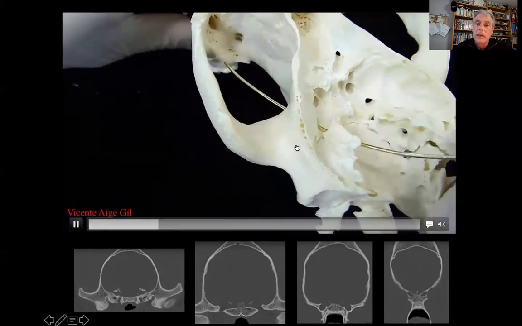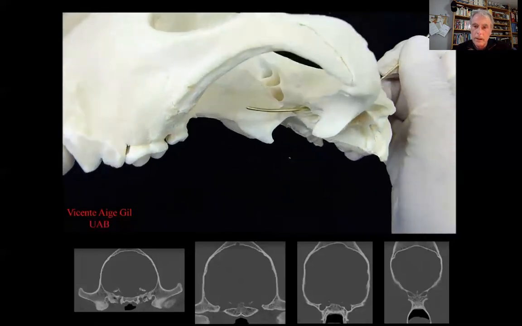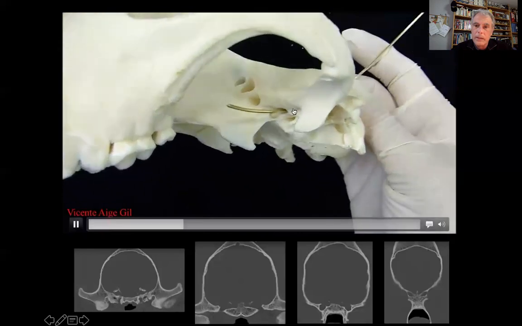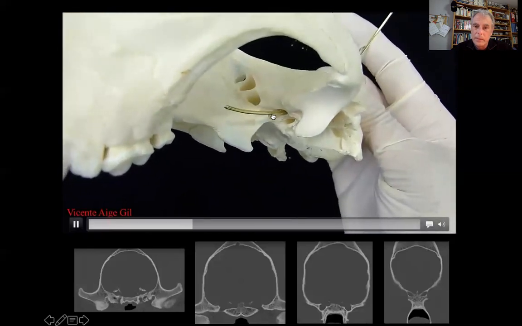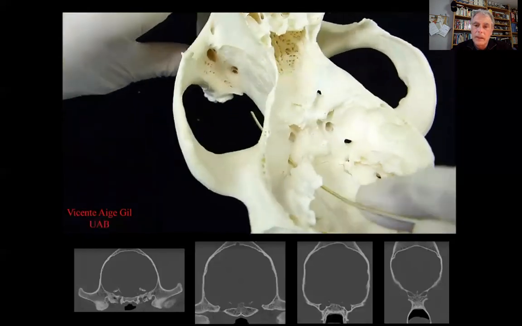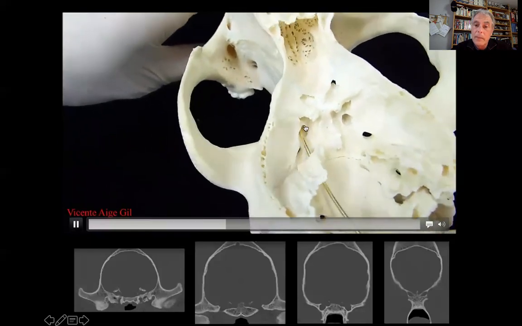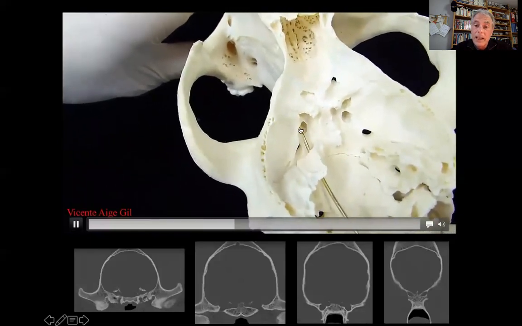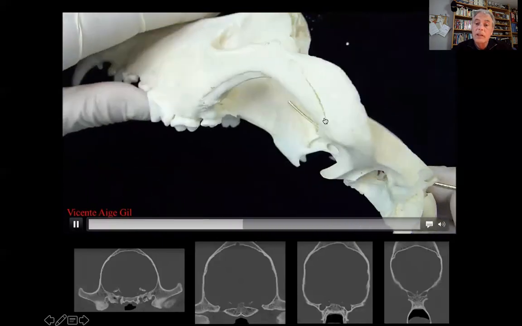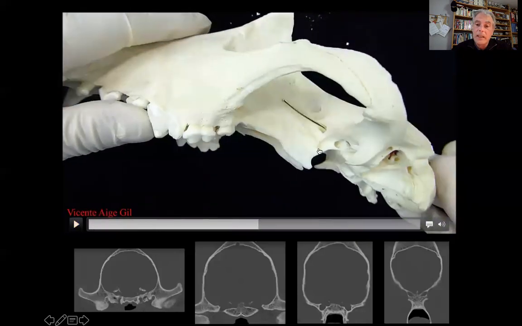We'll see that from the outside. Okay, this is the oval foramen for the mandibular nerve. Now we are going to the next foramen. So the fibers continue and exit through the round foramen, but be aware that the round foramen can only be seen from the inside because the round foramen leads to the alar canal. So the maxillary nerve leaves through the rostral alar foramen.